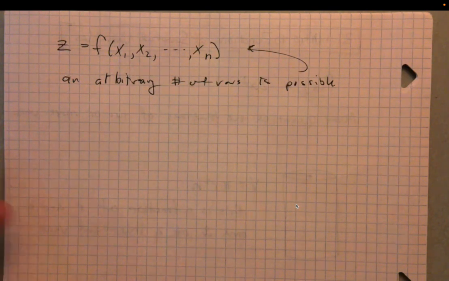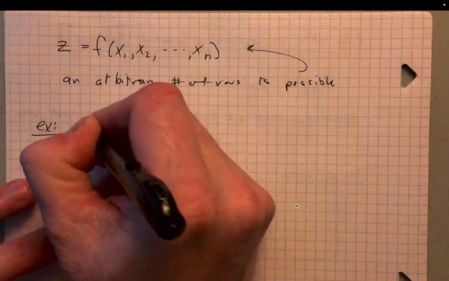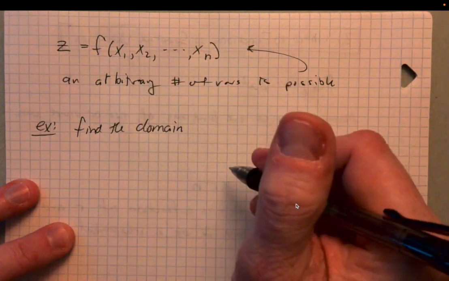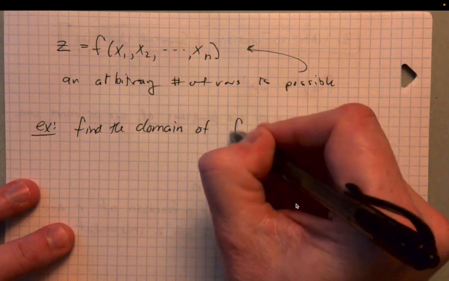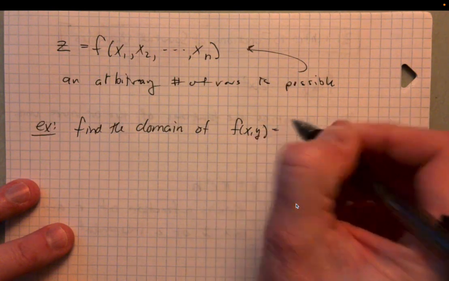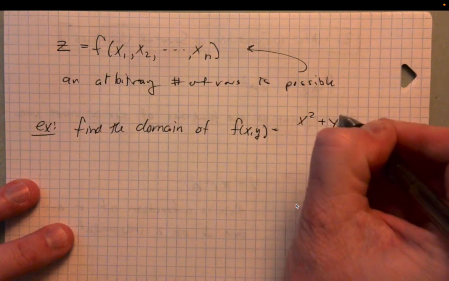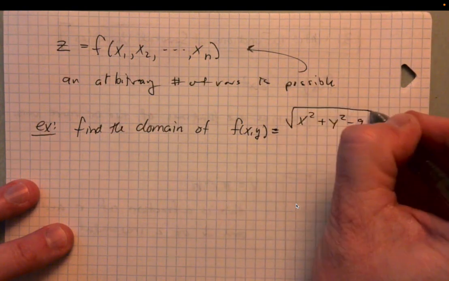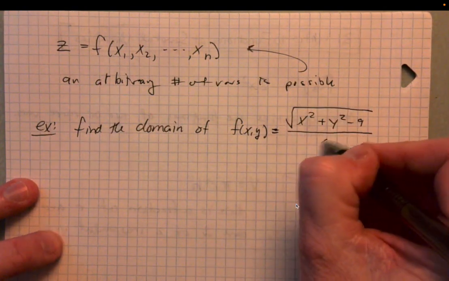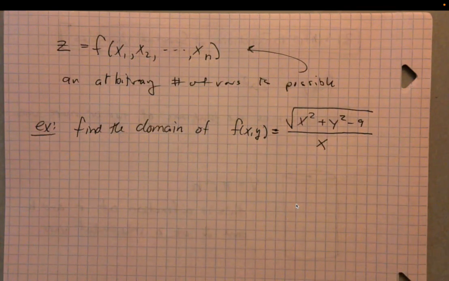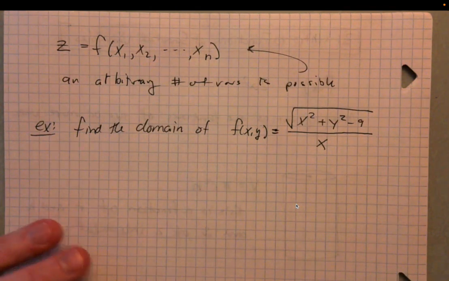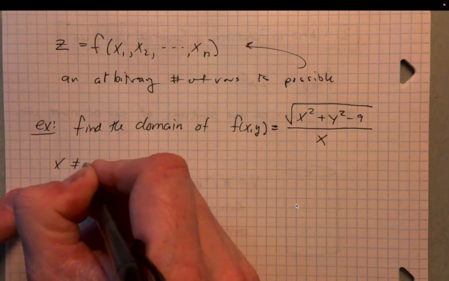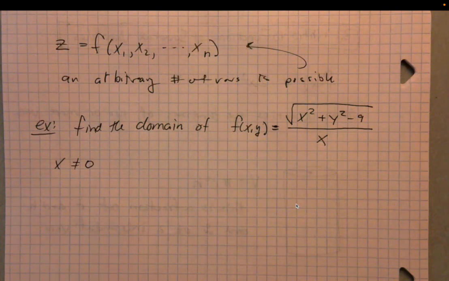So let's do an example. Let's find the domain of this function. So this would be the square root of x squared plus y squared minus 9, all divided by x. Okay, so what's the domain of this function? Well, we know straight away that x can't be equal to 0. So 0 is not in the domain of this function.